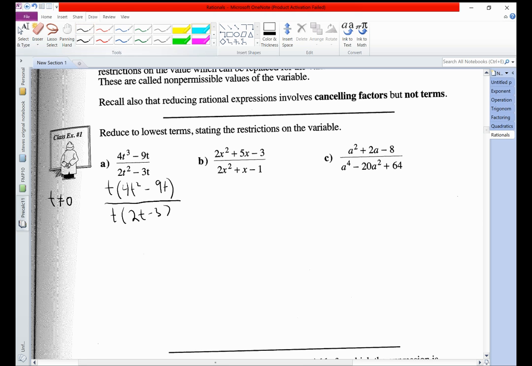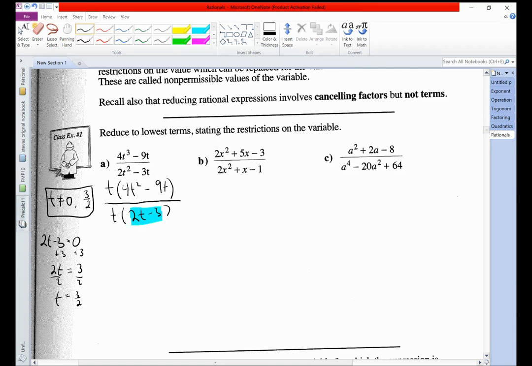And in this case right here, if you remember solving quadratic equations, if you're trying to find the value of t that's going to make that factor 0, you can take that and equate it to 0 and then solve for t. So you would add 3 to both sides. You get 2t is equal to 3, divide by 2, divide by 2. T is equal to 3 over 2. So that's one of the non-permissible values.